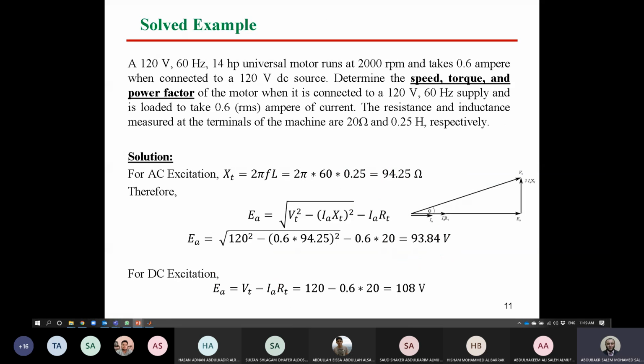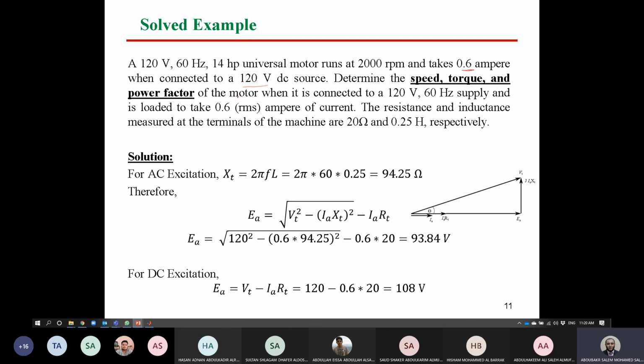Now let's solve an example regarding the universal motor. Here we have a 120 volt, 60 hertz, 1/4 horsepower universal motor, which runs at 2000 RPM and takes 0.6 ampere when connected to a 120 volt DC source. So this is now the current at DC supply.